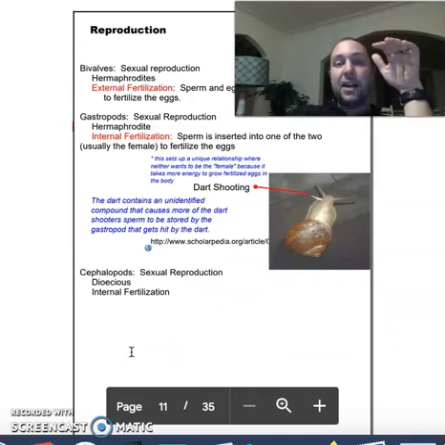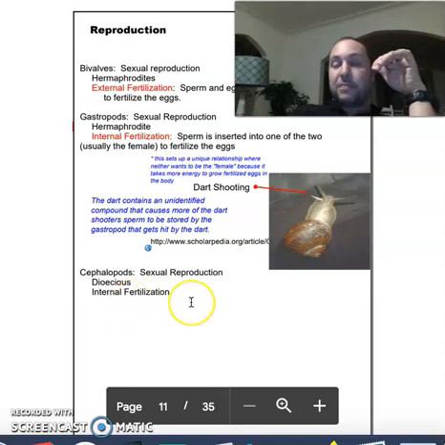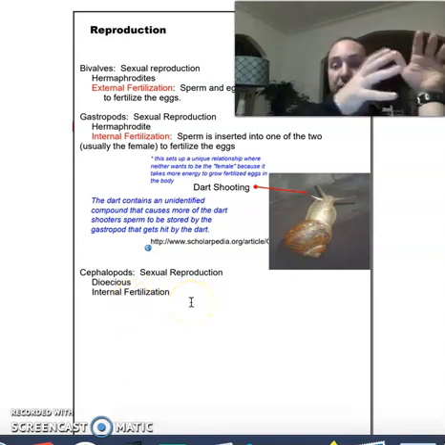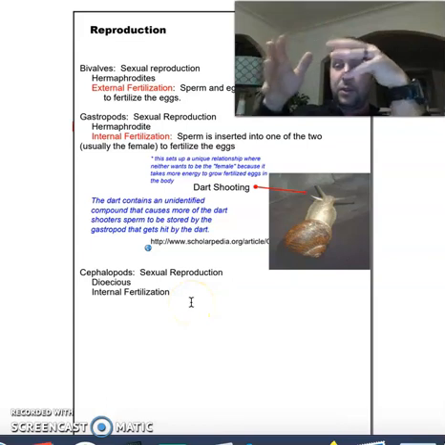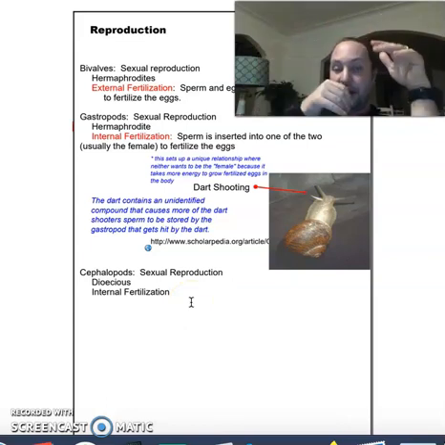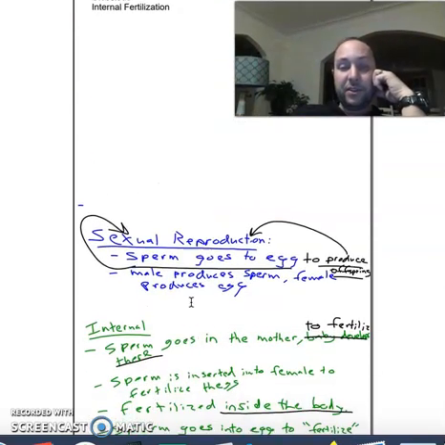Cephalopods are sexual reproducing as well, but they're dioecious, meaning they're either male squid or octopus, or they're female. So one individual can only produce either sperm or egg, and they also use internal fertilization.